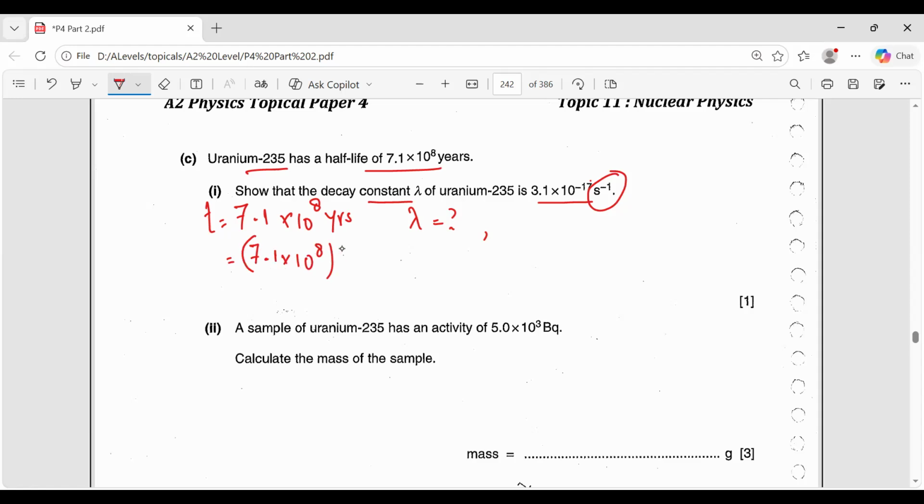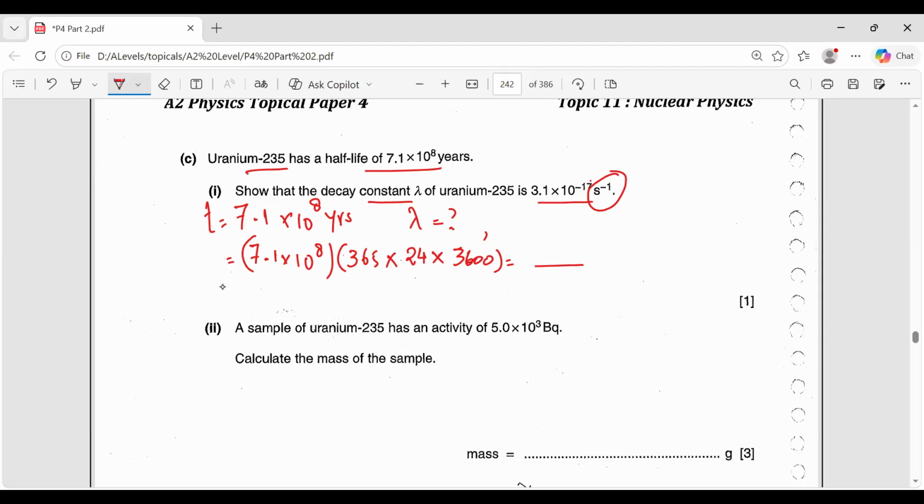So 7.1 into 10 power 8. How many seconds will be there? In 1 year, there are 365 days, and in one day there are 24 hours. Then it is 3600. So this time will be equivalent to how much? I don't know.